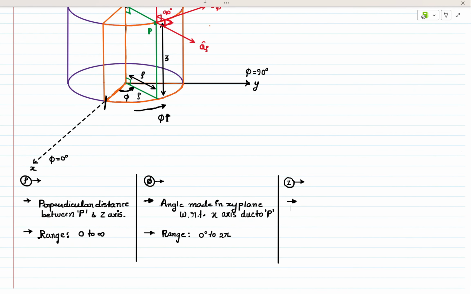What is the Z? Z is nothing but the perpendicular distance of P above the xy plane.